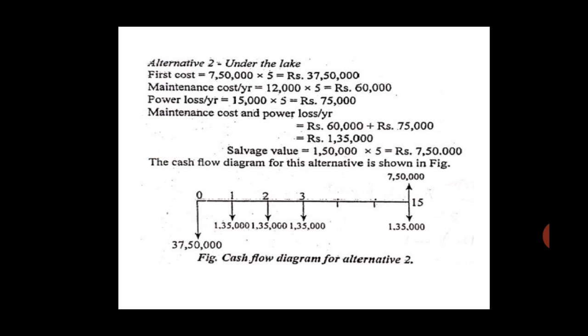Now coming to under the lake, proposal 2 or alternative 2. Here the first cost is 7,50,000 rupees per kilometer, but this is only 5 kilometers. So 7,50,000 into 5 is 37,50,000 rupees, the initial principal investment.